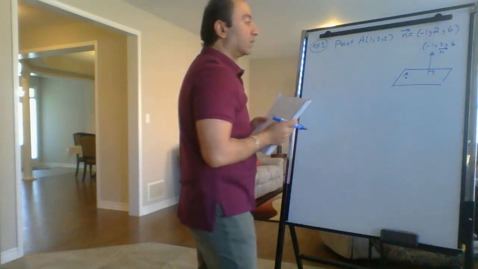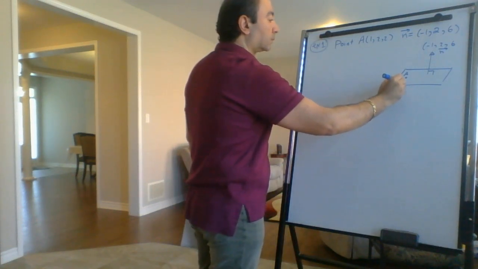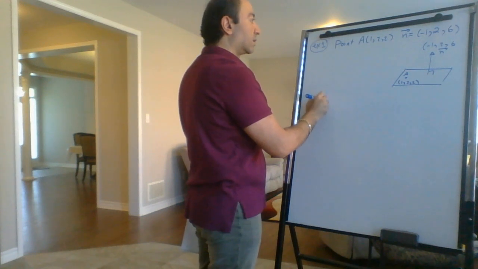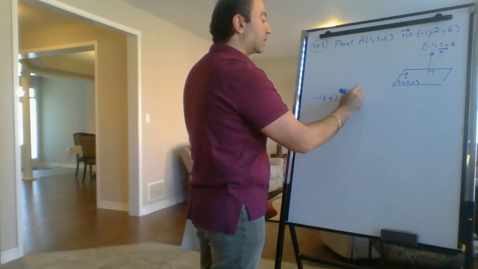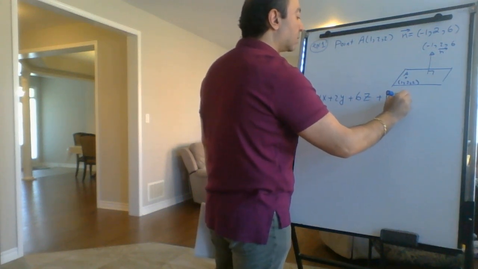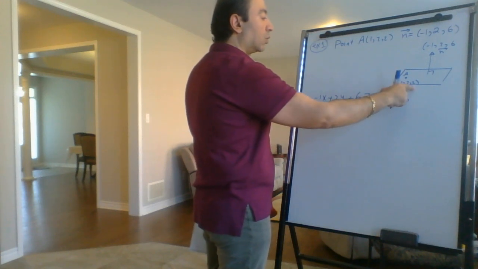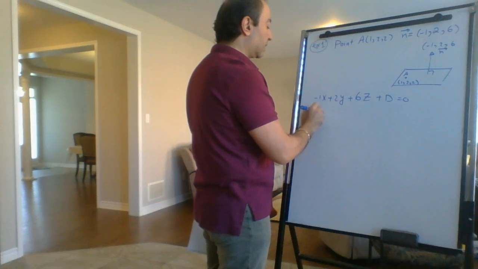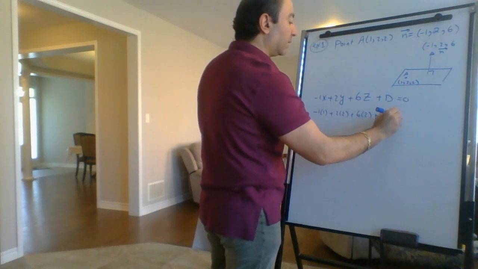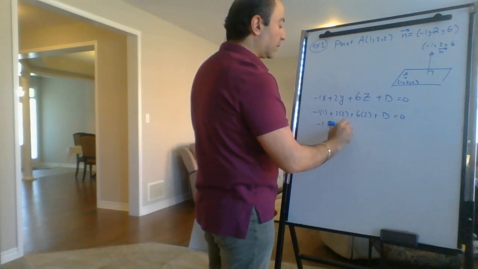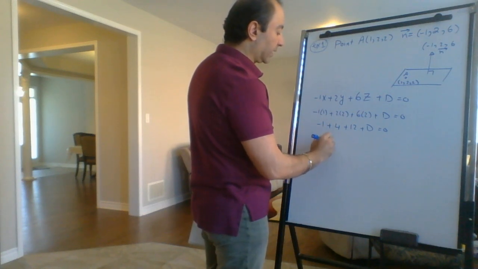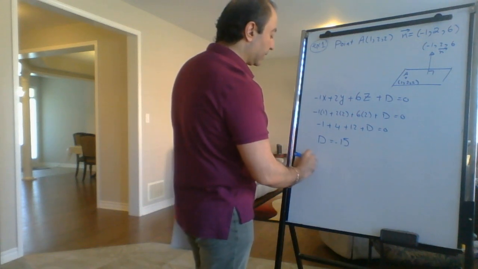So we can find the equation very easily. As I told you, we are going to write -1x + 2y + 6z + d = 0. Then we are going to substitute with the coordinates of the point we have. I will take x and put 1, y and put 2, and z and put 2. The only variable I will have is d, so -1 + 4 + 12 + d = 0. Now we can say that d equals -15.